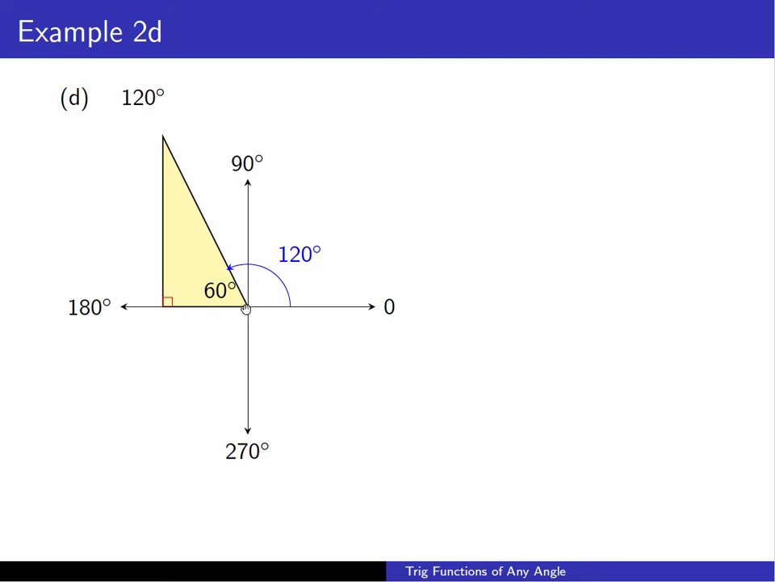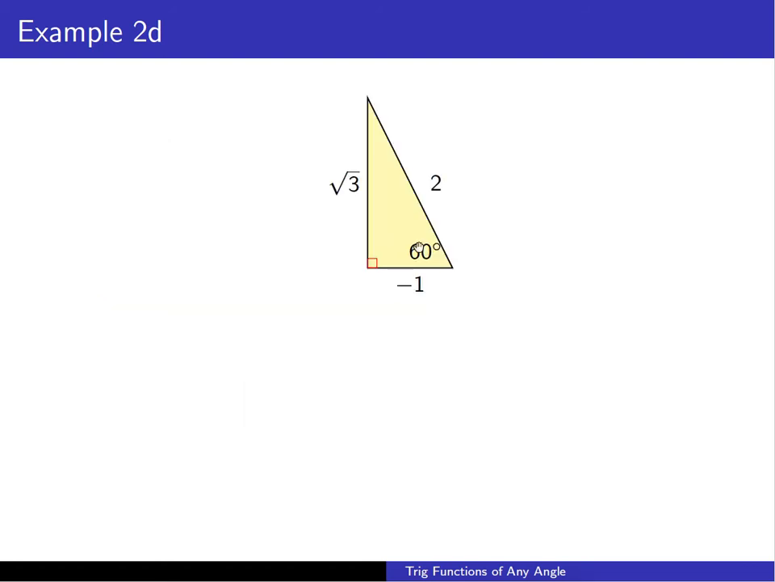Now again, because we are in the second quadrant, this 1 at the base is going to be a negative 1. Our x's are negative in the second quadrant. And this height is going to be the square root of 3, and it's going to remain positive because in the second quadrant, your y coordinates are positive. So this point right here would have coordinates negative 1 and square root of 3. Pulling the triangle out of the picture, we have negative 1, square root of 3, and 2.